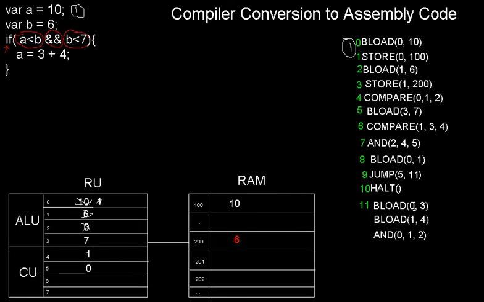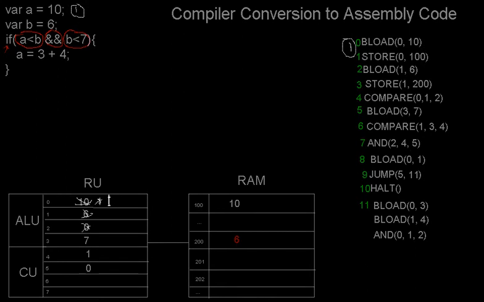Because when we execute this line, we store the value 3 in register 0. We store the value 4 in register 1. We add these together, the ALU would do this, and we get a result of 7, which we store in register 2. Now we get to the end here.